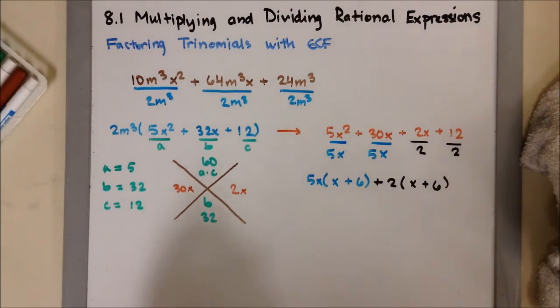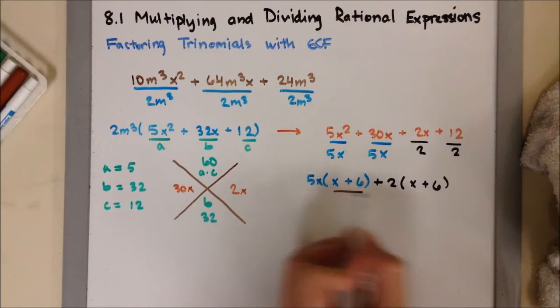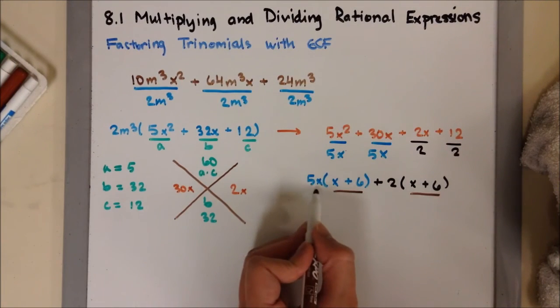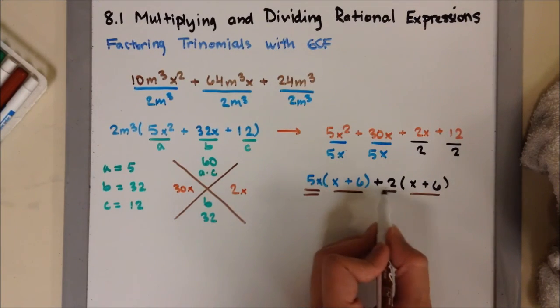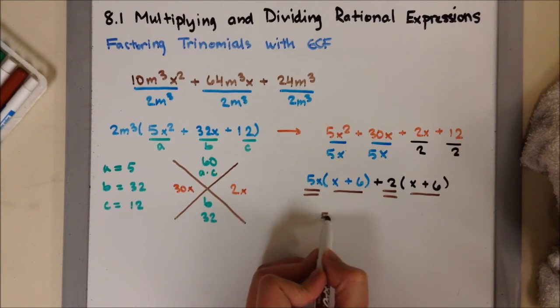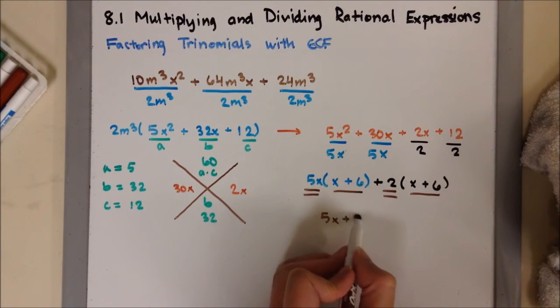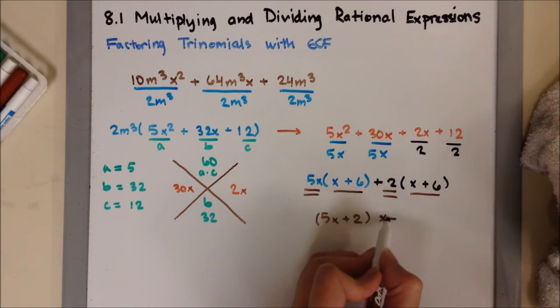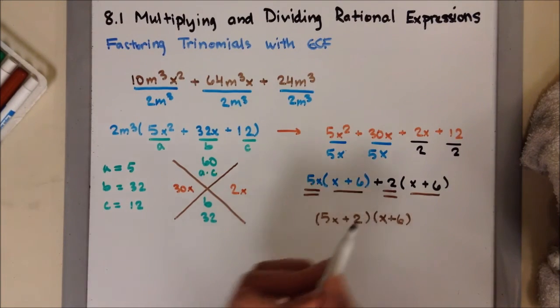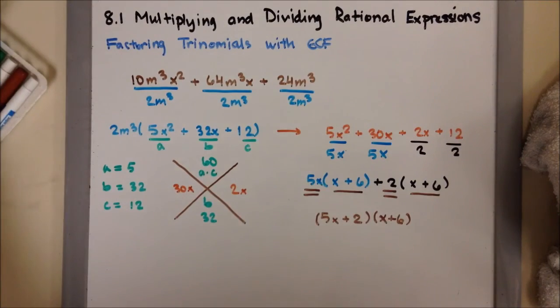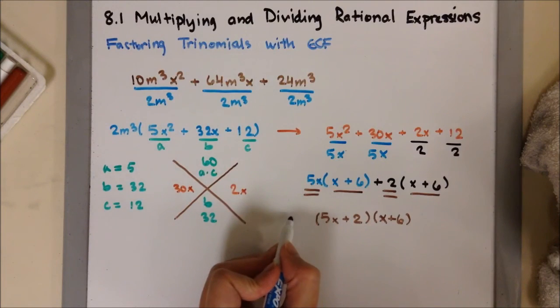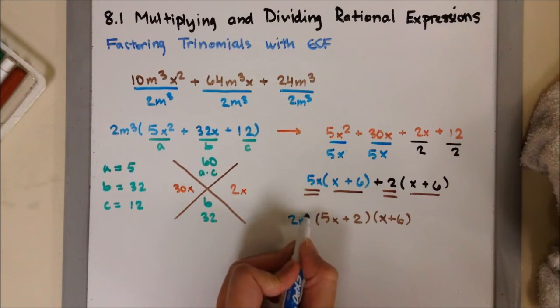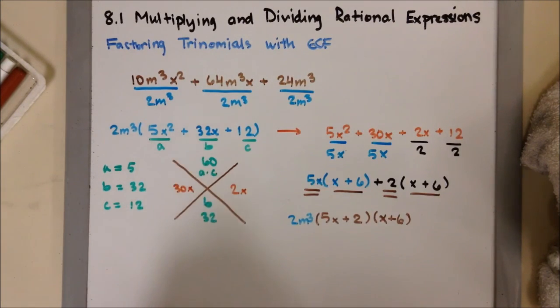So taking a look at what we have inside the parentheses, x plus 6 and x plus 6. So they are exactly the same, meaning I'm going to group my outside factor, the 5x and the plus 2 together in one set of parentheses. Bring down x plus 6 once, and then don't forget we need to bring back our GCF from the very beginning, 2m to the third. And this will be our final answer.